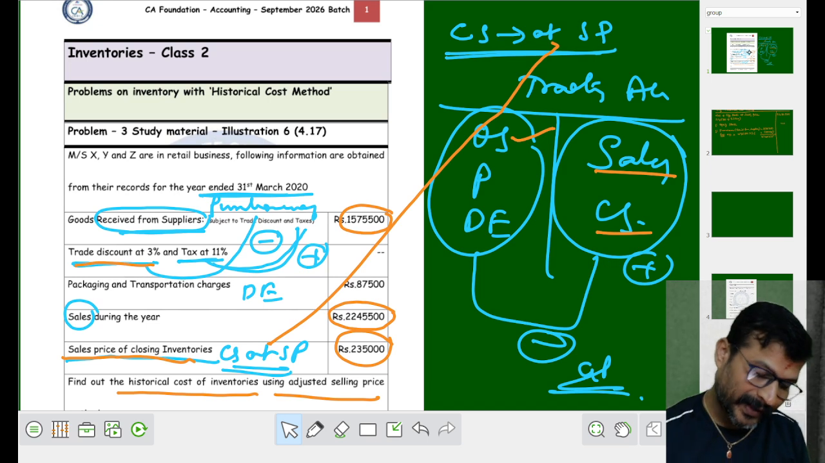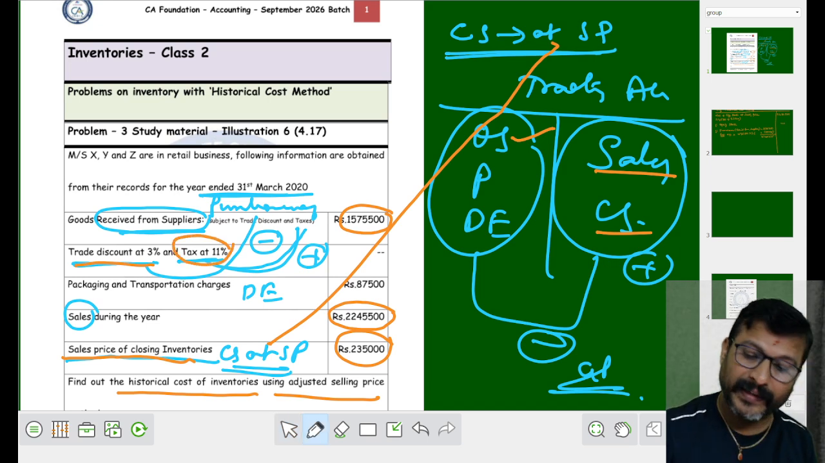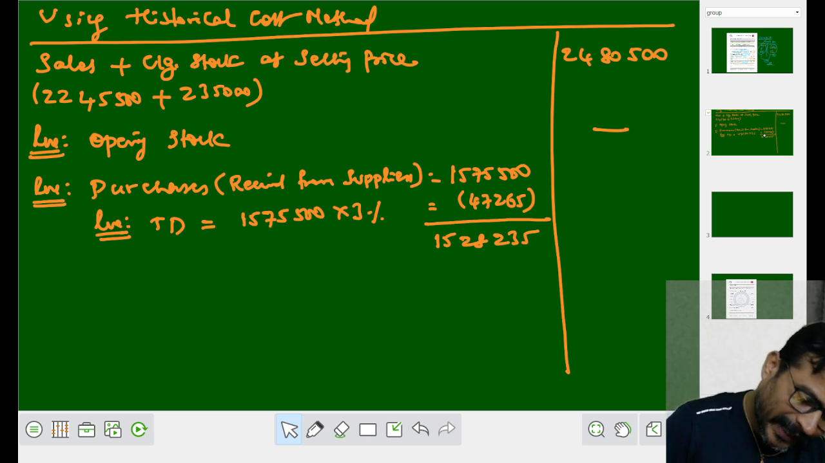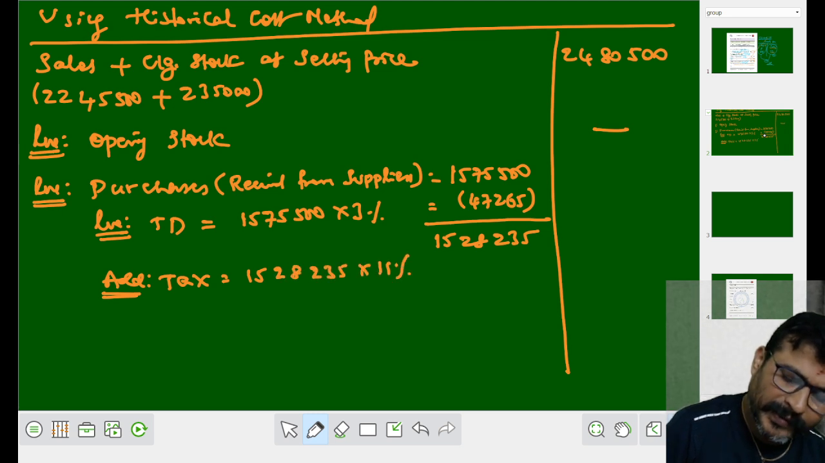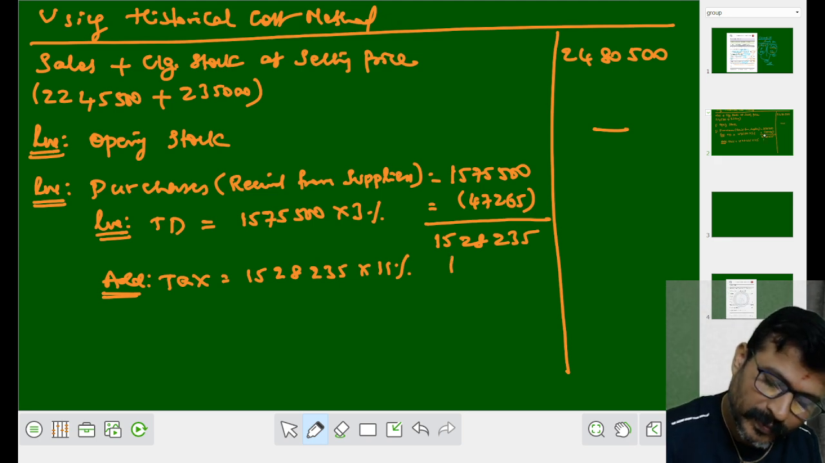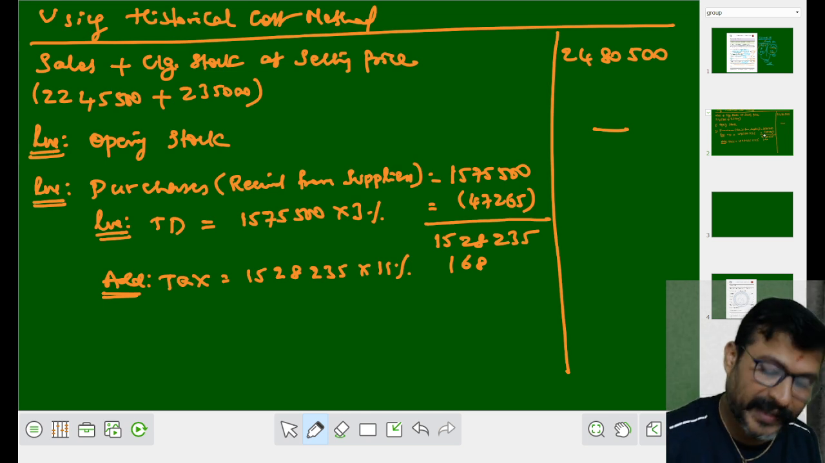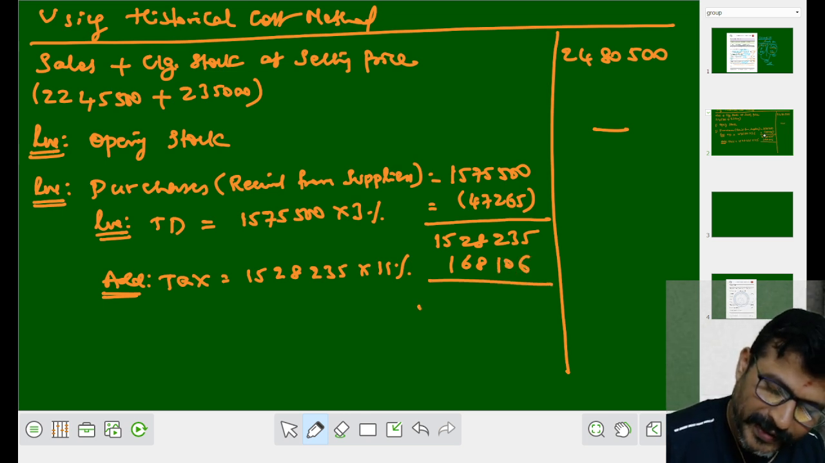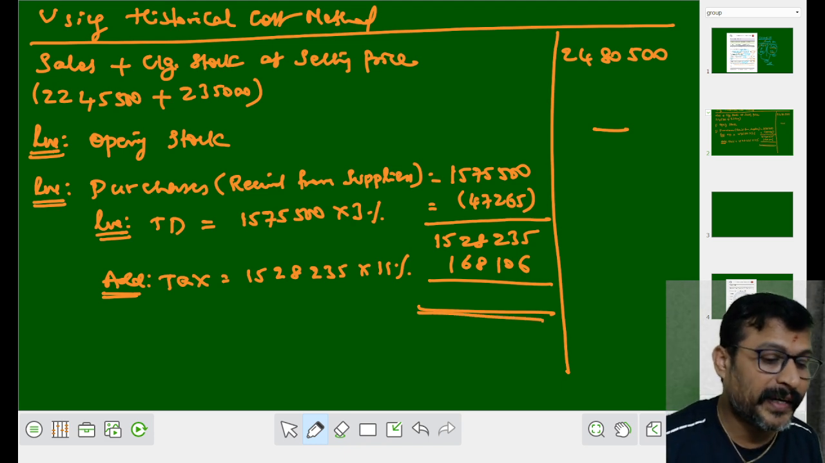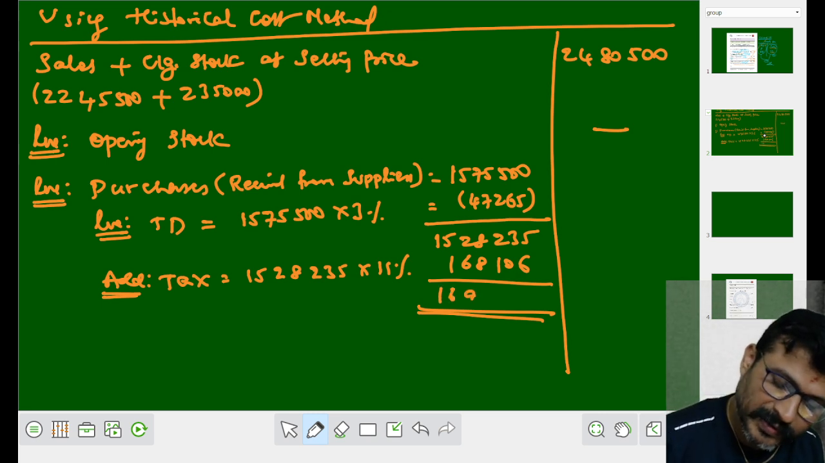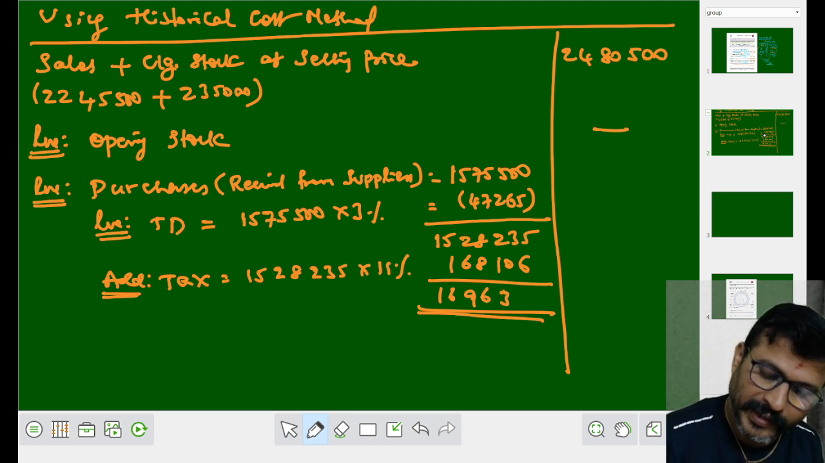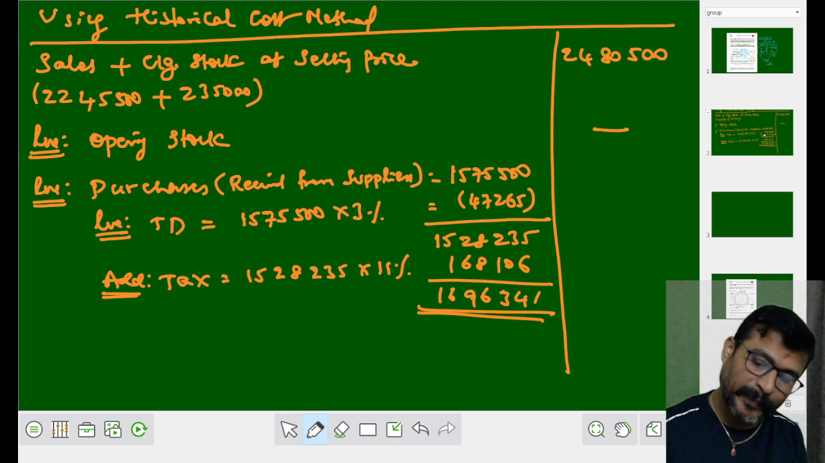After the trade discount is subtracted, next is the tax. How much percent tax? 11%. What to do with the tax? We have to add it. On what? On 15,28,235 into 11%. It comes to 1,68,106. After adding this, we are getting 16,96,341. This is your purchases, my dear student.